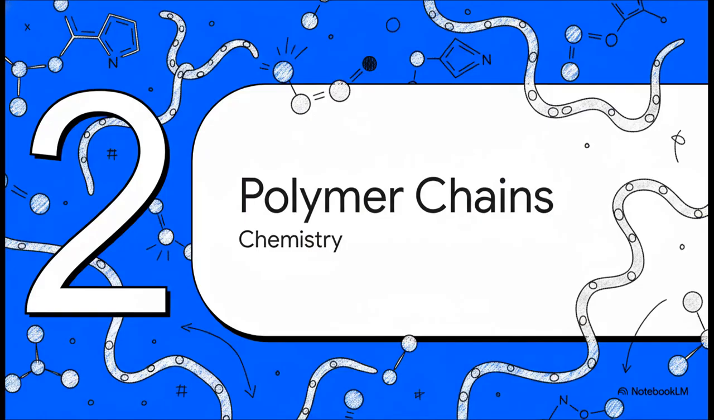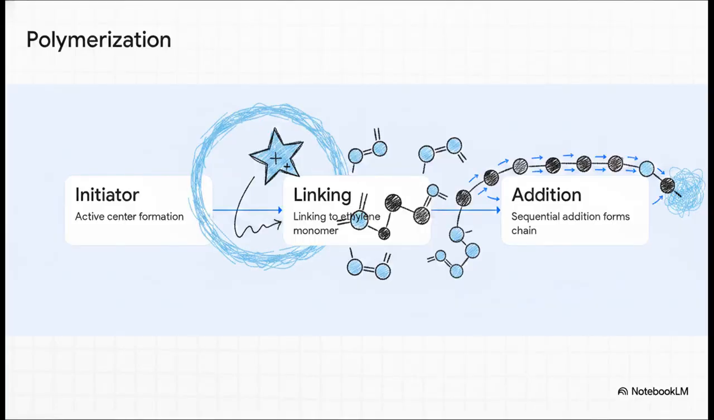Section 2. Chemistry of polymer chains. Now, let's step up the scale and look at the step-by-step recipe for a process called polymerization, using ethylene as our starting point. First, an active center is formed by an initiator species. Second, this active site links directly to the ethylene monomer. And finally, the unpaired electron transfers to the end of the new unit. This creates a rapid, sequential addition that forms a massive, growing chain.